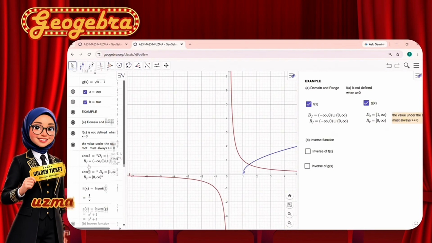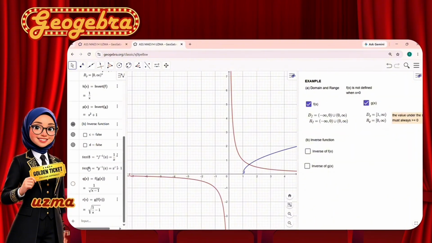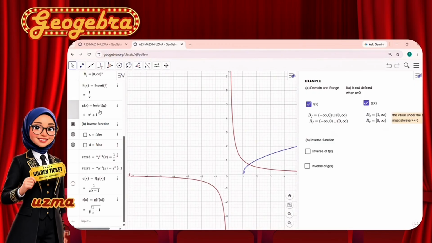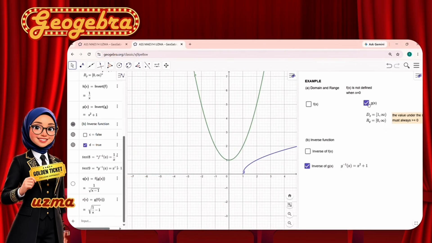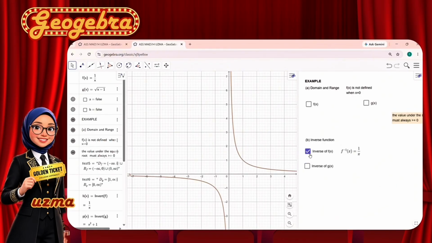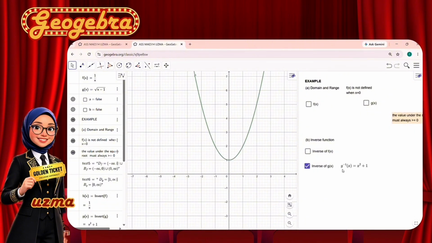Okay, let us move on to the next question involving inverse functions. I'll use the invert function in GeoGebra to portray the answer and also the outcome for the graphs. As you can see, the inverse function of f(x) is 1 over x. Next, the inverse function of g(x) is x squared plus 1, which will portray a quadratic graph.